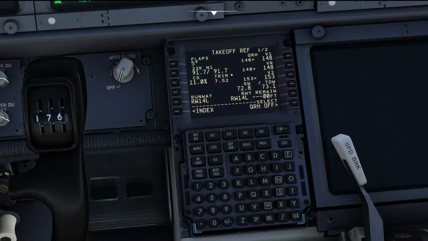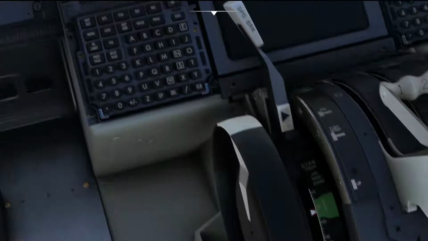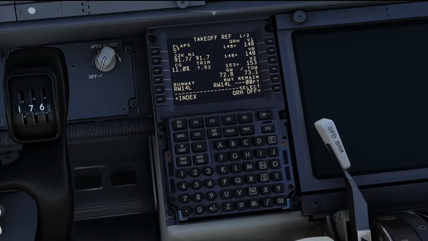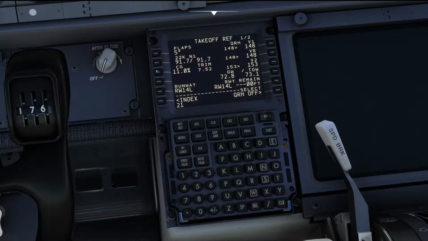Then we would get a trim recommendation of 7.5 units nose up, which would be significantly higher than the actual trim required, and therefore would easily increase the rate of rotation of the nose during the takeoff, thereby making us prone to encountering a tail strike. So be very sure that you enter your center of gravity correctly.